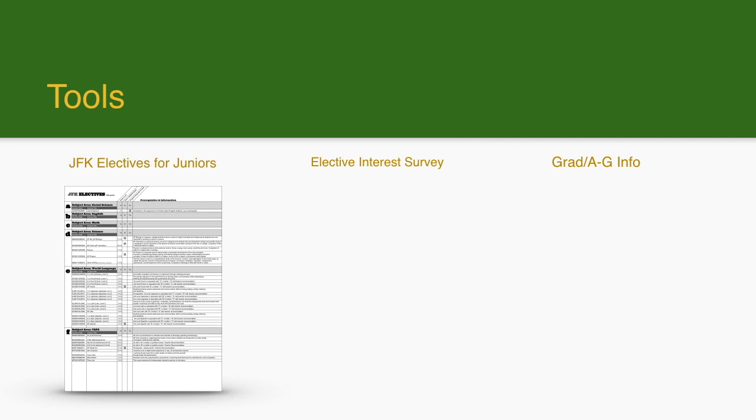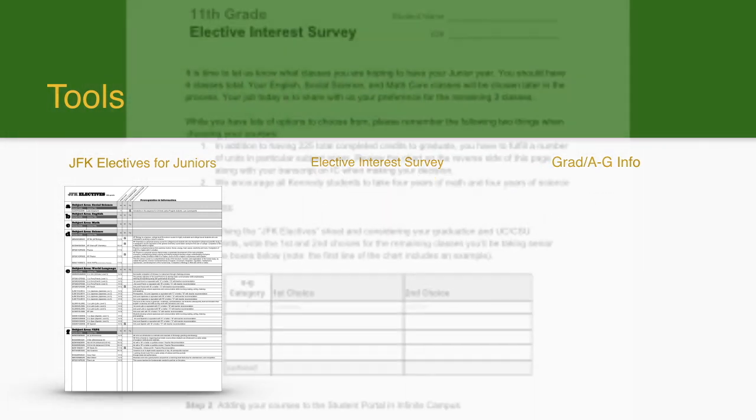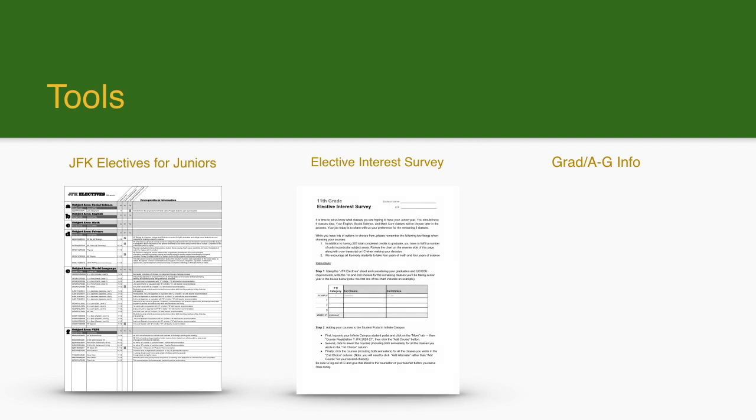The next document is called the Elective Interest Survey, which has some directions for today's activity and also a chart that you will have to write your choices in. This document will be turned into your teacher or to the counselor in your classroom at the end of the period. Don't forget to write your name and ID number on the page. I'll give you a moment to do that right now.